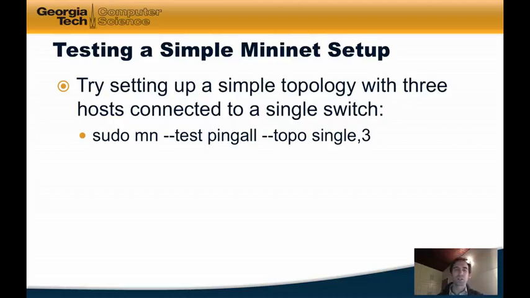Now you can do this by typing the following at the command line in the virtual machine that you have downloaded as part of the assignment for this week. So what this does is first runs the Mininet launcher and then says run a test ping all among the hosts in the topology. And the topology, which we specify with this topo option, is a single switch topology with 3 hosts connected to it.